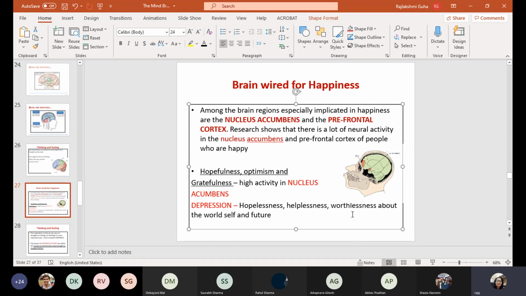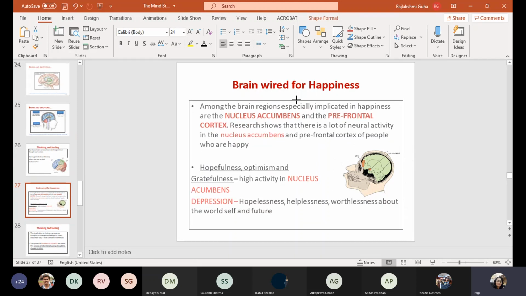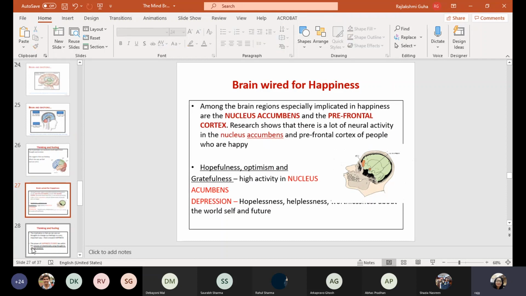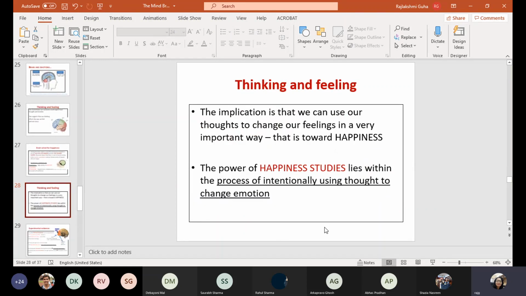You will find in other classes also that teachers speak about gratitude being an important parameter in feeling happy. In fact, in my slides also, I will talk about how you can feel better if you are feeling grateful towards the world. But you need to understand that there are specific areas in the brain that get lighted up if you're feeling grateful.